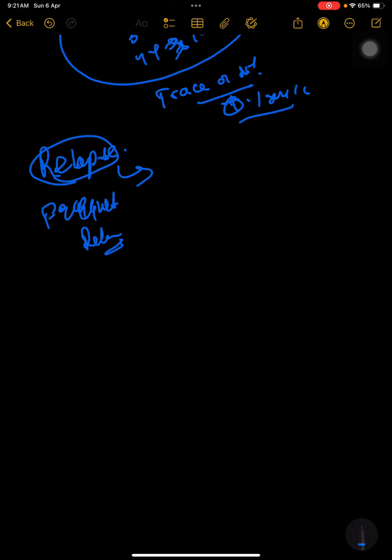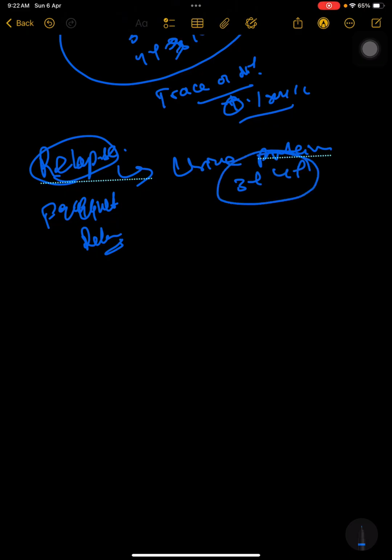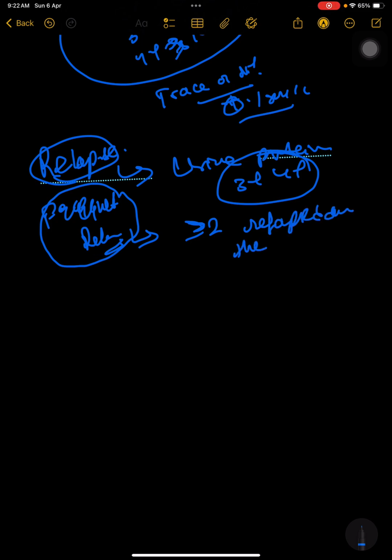Relapse means urine protein now becomes 3 plus, 4 plus. So if it becomes 3 plus, 4 plus, it is a relapse. Now frequent relapse is slightly different. If there are more than 2 relapses during a 6 months period, okay, 6 months period. So frequent relapse means in 6 months there are more than 2 relapses, right?